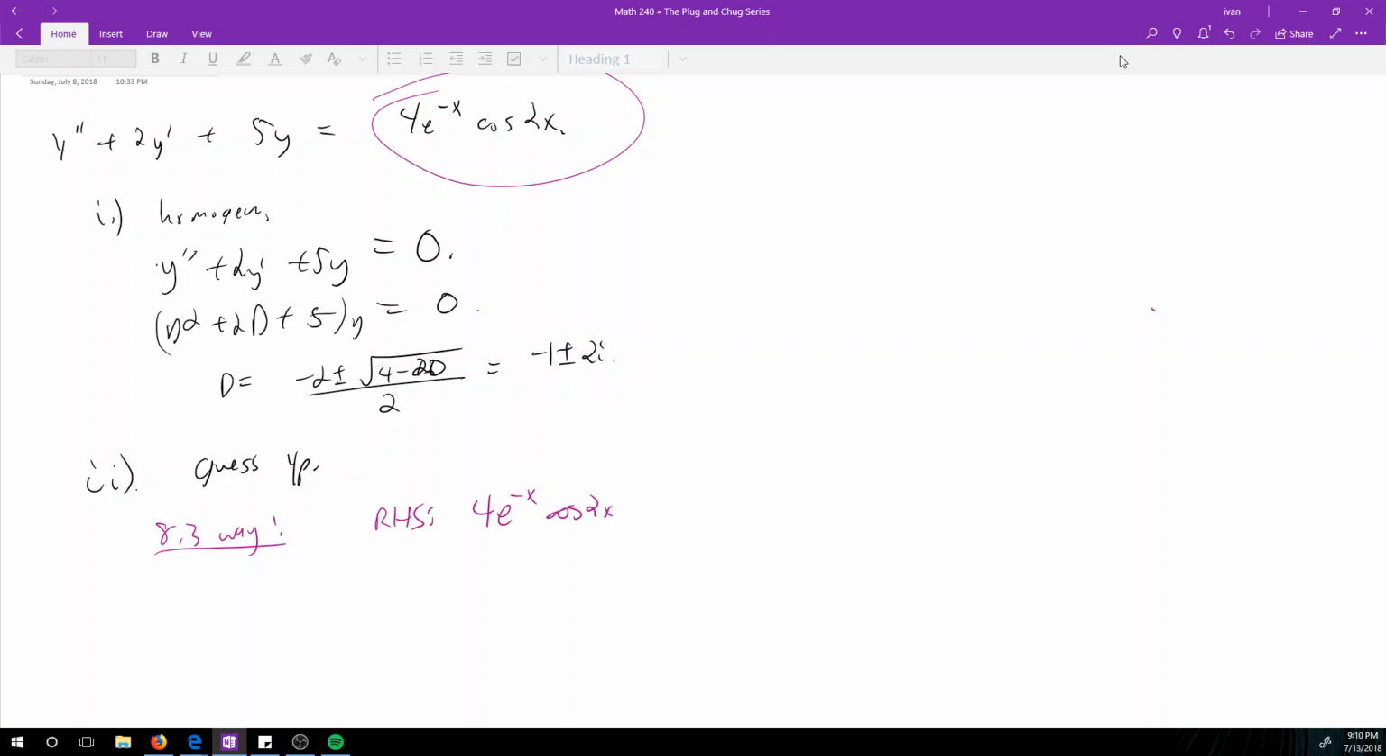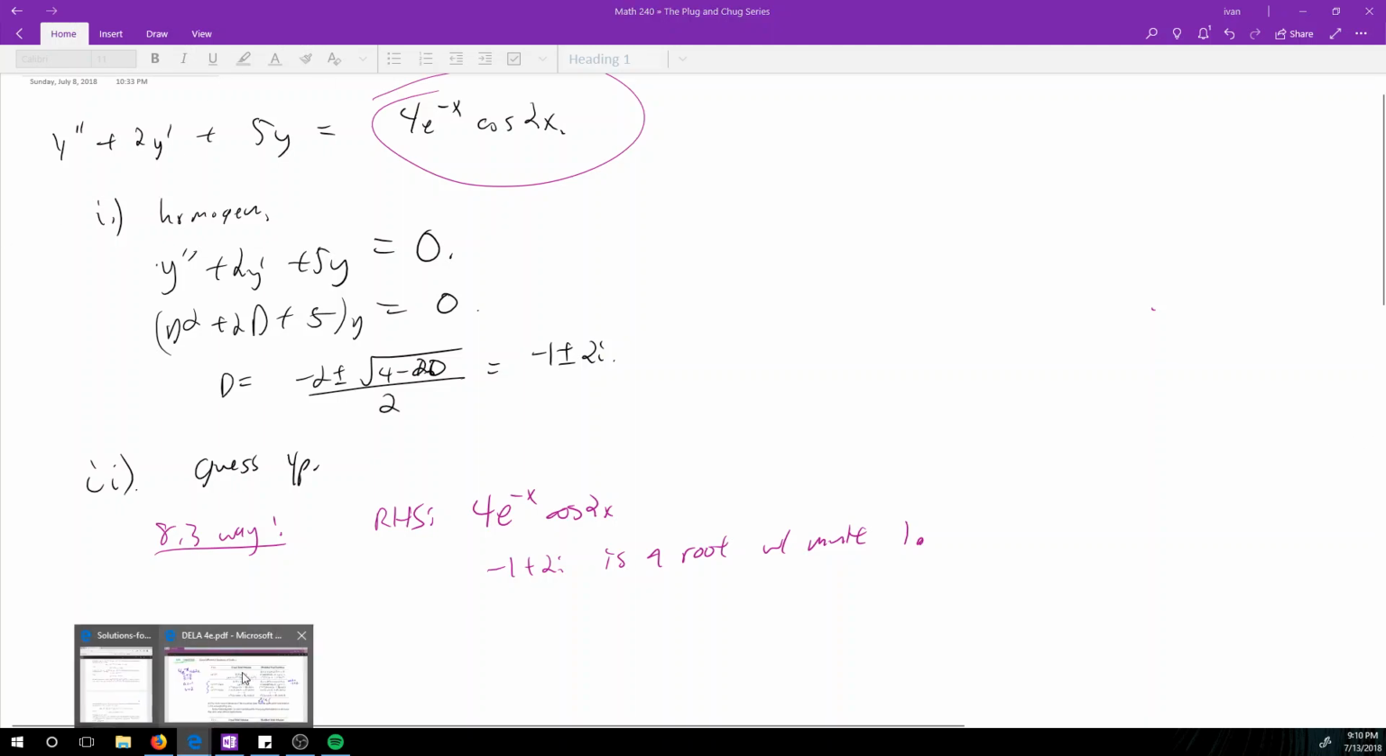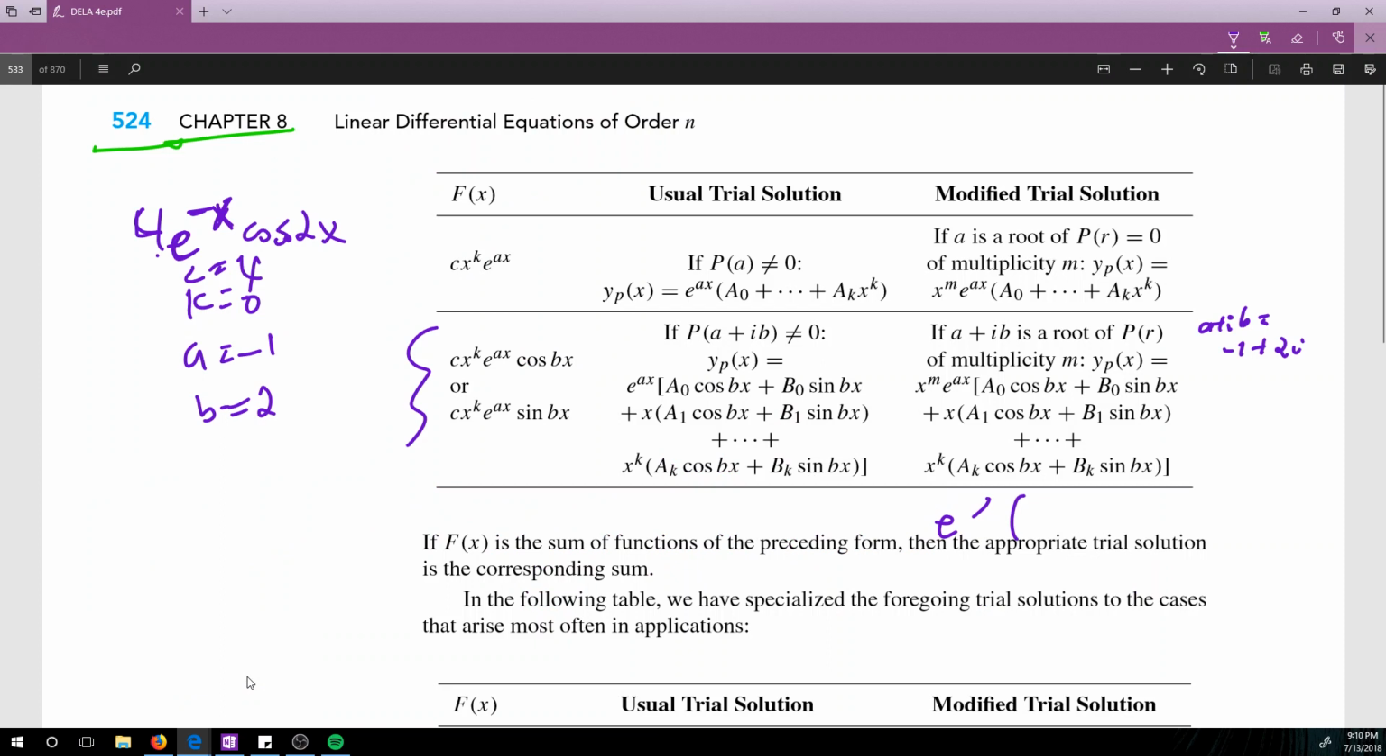So what does that mean? Negative 1 plus 2i is a root with multiplicity 1, because it shows up once in here. And so what the book tells me to do is take x to the m e to the ax, a naught cosine bx plus b naught sine bx, and add x a to the 1 cosine bx plus b to 1 sine bx, and so on, plus x to the k ak cosine bx plus bk sine bx.